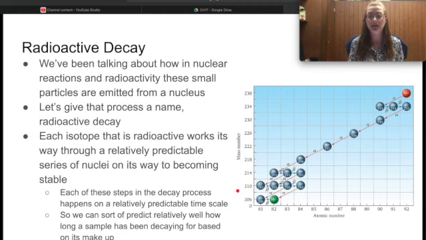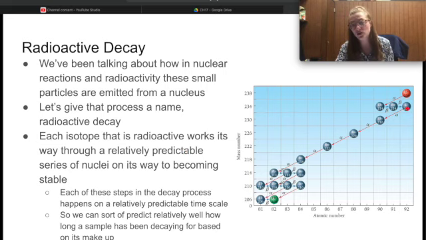So each isotope that is radioactive kind of works its way through a relatively predictable series of nuclei on its way to becoming stable, working its way kind of down to what it's going to decay into. So each of these steps in the decay process happens on a relatively predictable time scale, so we can predict relatively well how long a sample has been decaying for based upon its makeup. So we see the decay of uranium-238 here.